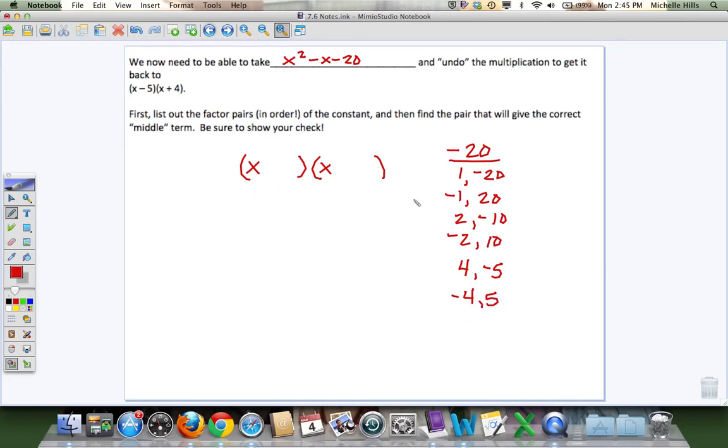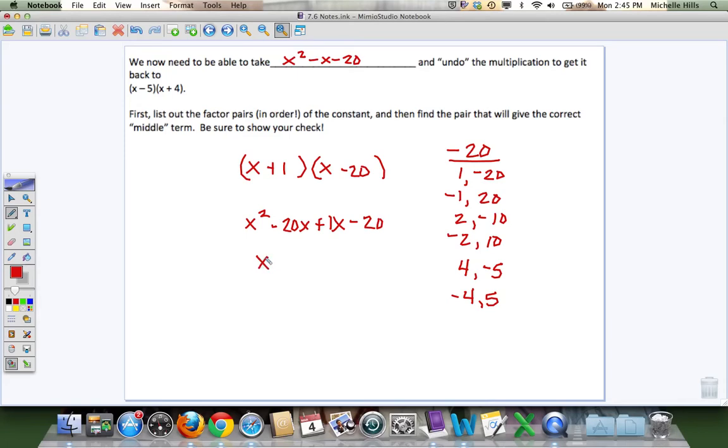Now, any of these combinations, let's say I put the plus 1 and the minus 20 in here. When I FOILed this out, I would get my x squared back again. The outside part, though, would give me a minus 20x. The inside part would give me a plus 1x. And then the last part would give me a minus 20.